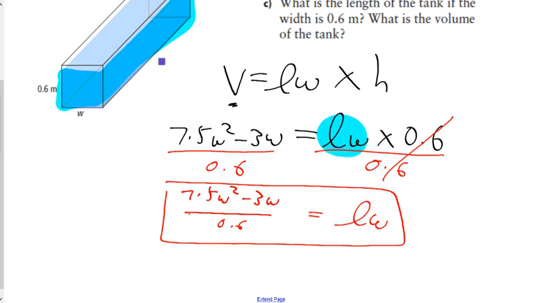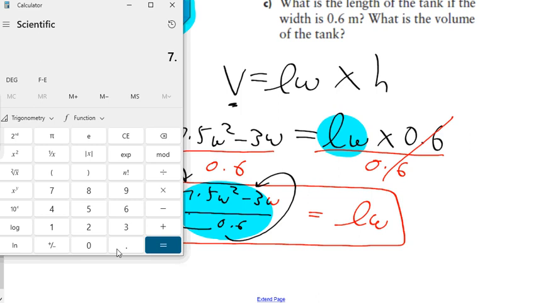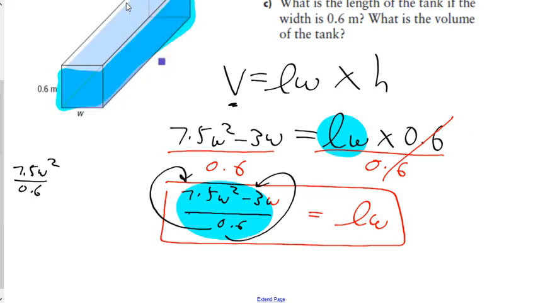I should have said that first. Let's go back in time. Hang on. Before I get so excited, is this equation, is this formula in lowest terms? Can I reduce it? How? If I utilize distributive property, can I divide both terms by 0.6? Yes, I can. Right? I can think of it as being 7.5 w squared divided by 0.6. Take my calculator. 7.5 divided by 0.6 is 12.5.